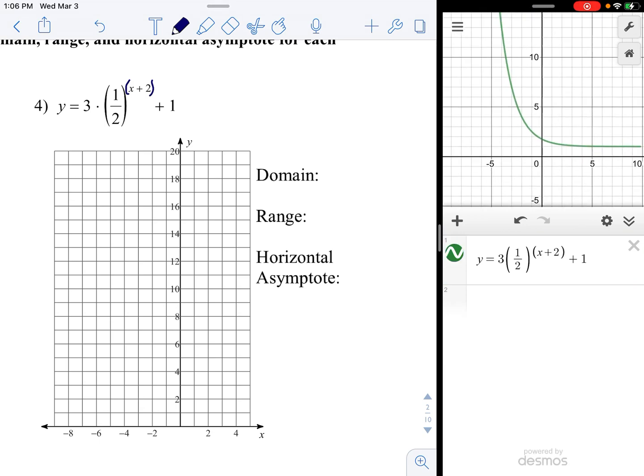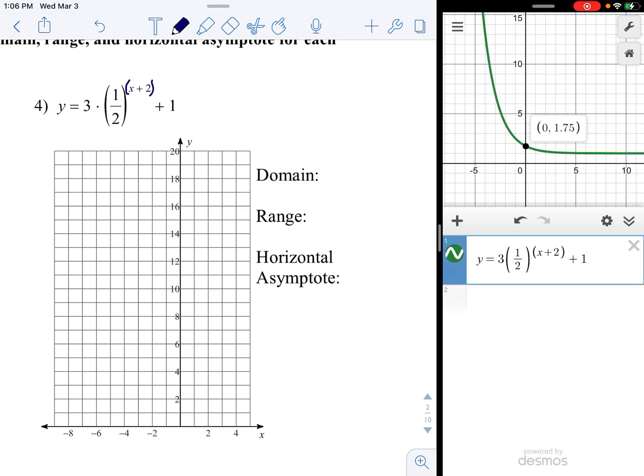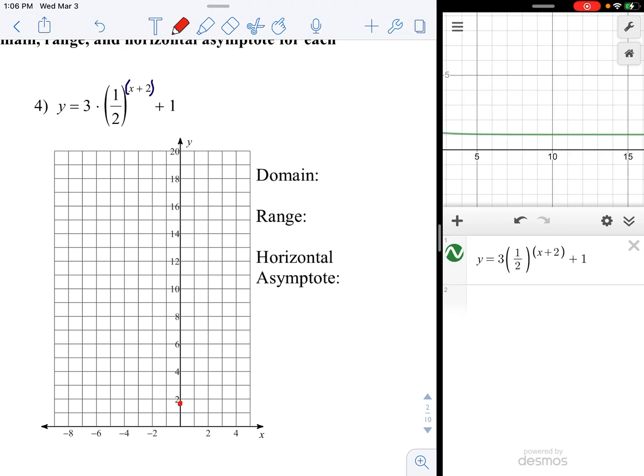So here's my graph. You see it in green. The y-intercept is 0, 1.75. I'll go ahead and do this in red. So right about here. Can you tell what the horizontal asymptote is? How does this graph sort of level off? So look at the y values. Here's 1.049, 1.3 something, 1.2, 1.1, 1.07, 1.02, 1.